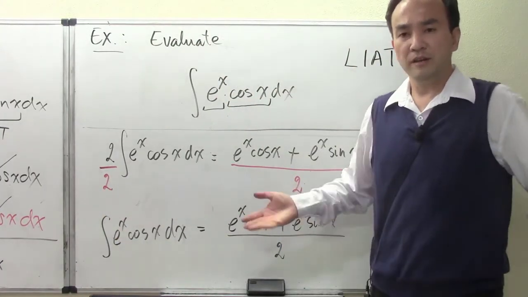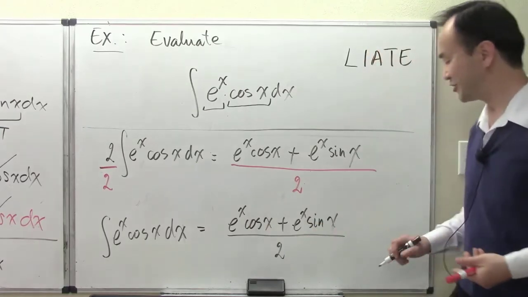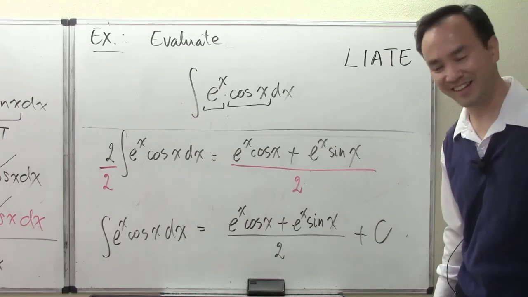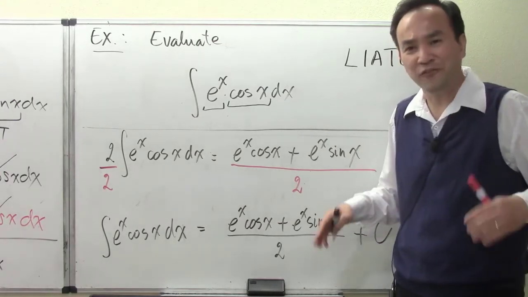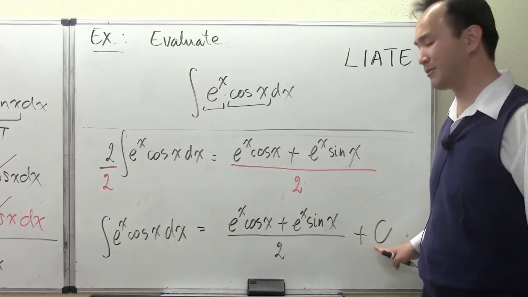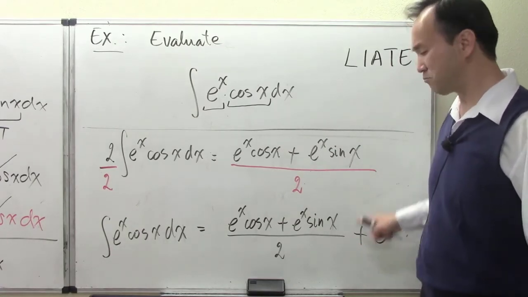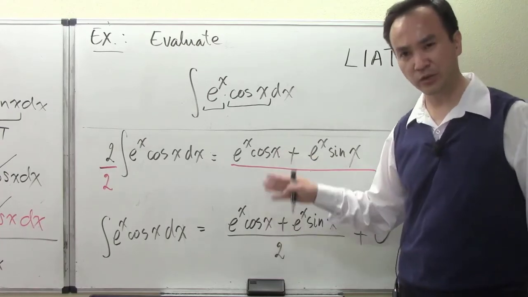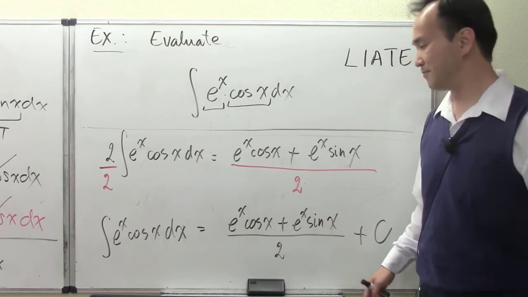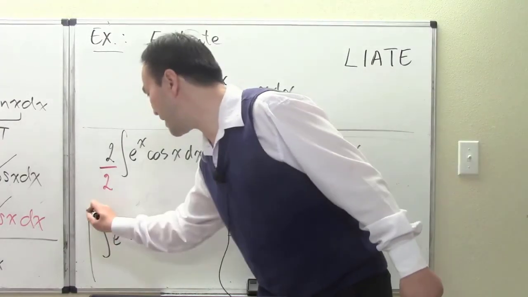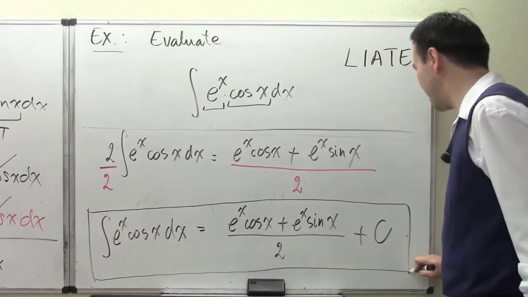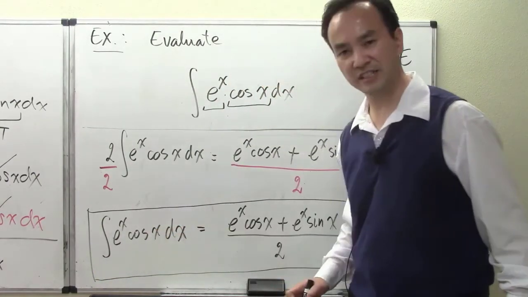But wait a minute, there's still a little more. Don't forget plus c. Sometimes we get too excited that we found something fabulous, and then we tend to forget some of the core requirements. Plus c, because this is our final answer to an antiderivative problem, our final answer to an indefinite integral problem. But now, ladies and gentlemen, you have found the integral of e to the x cosine of x dx.